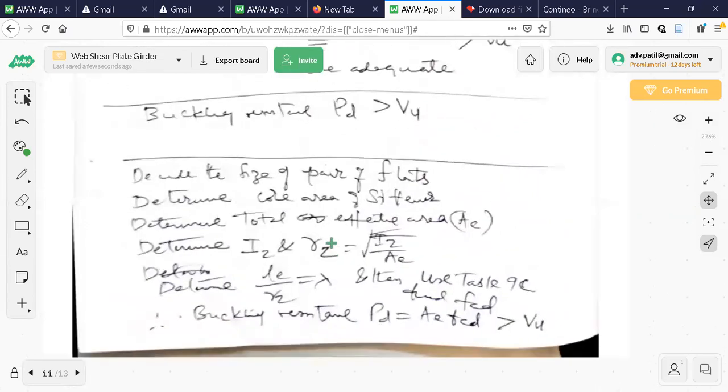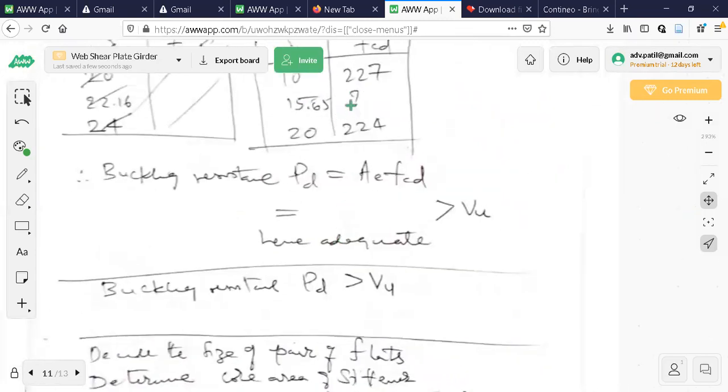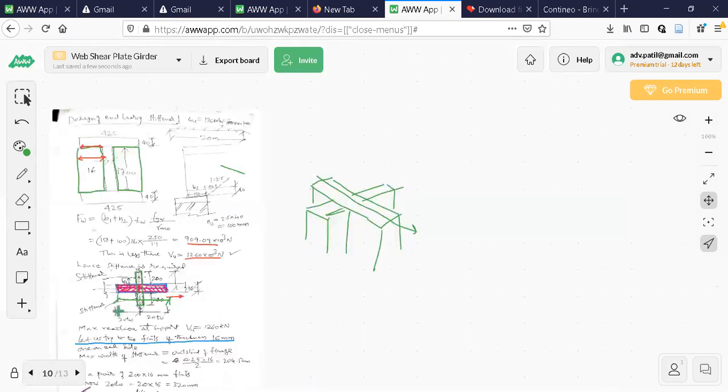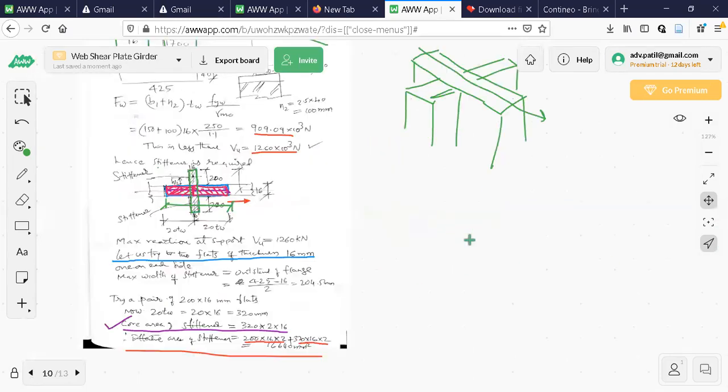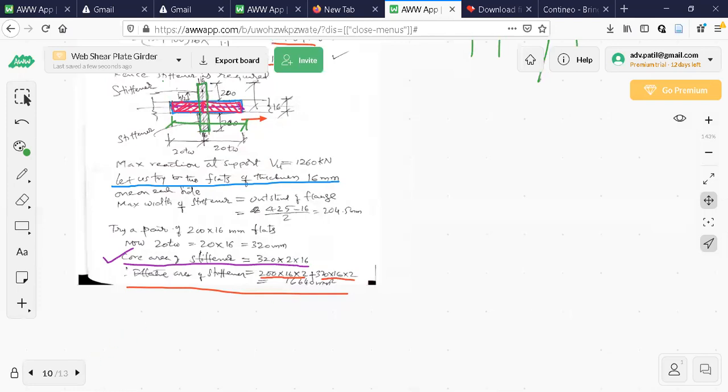225.305. Okay, this is 225. You substitute fcd, area, whatever is there. See this number, and divide by 10 raised to 3 to get it in kilonewtons. So 16640 into 225.3, you multiply, divide by 10 raised to 3. So you are able to get the Pd value, which has to be more than Vu. If it is less, what will happen?